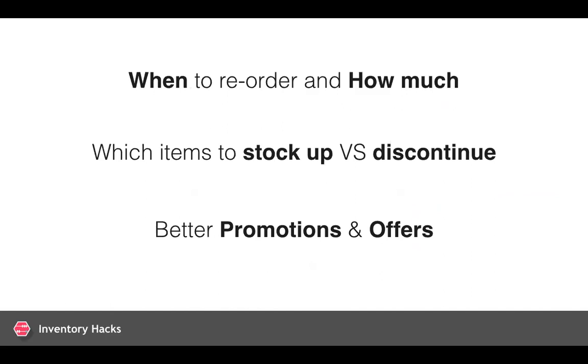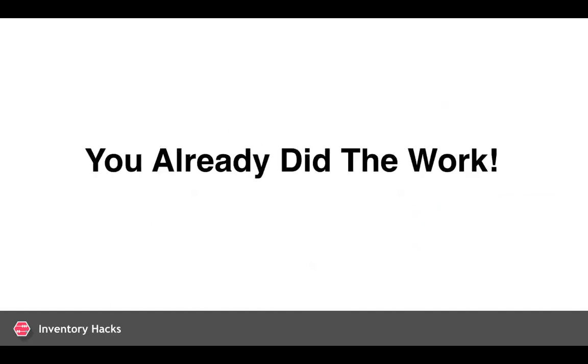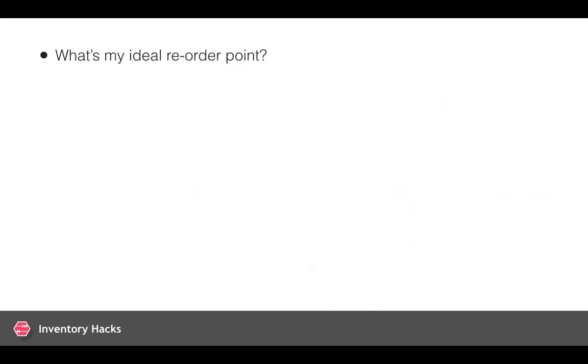And the best part, guys, you already did the work. You've already done the work. You're counting weekly, and you have all the data you need in SwiftCount and your POS. You are doing the work. Now that you are counting frequently, you have everything you need. Now, this is just a matter of plugging in the data in the right spots. That's it. You have everything. So now that we had accurate counts, we wanted to figure out for each product, what's my ideal reorder point.